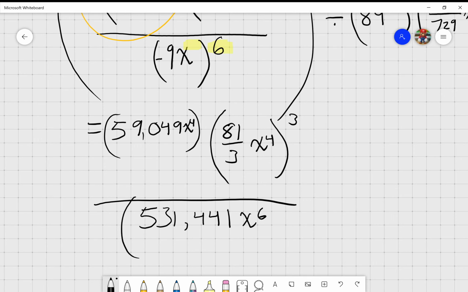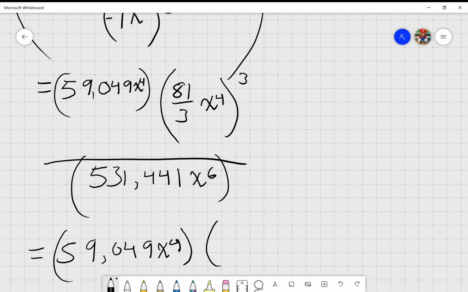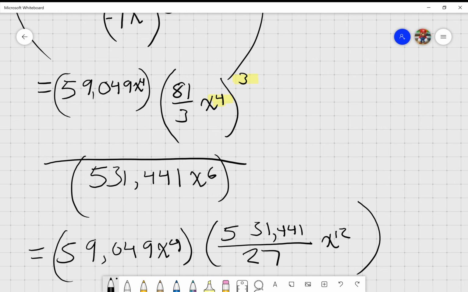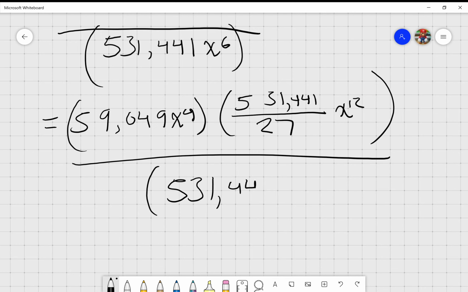Then this would equal 59,049x to the power of 4 times, then we can solve for this. This would equal 441 divided by 27 and x to the power of 12 as we have done the power rule again, all over 441x to the power of 6.